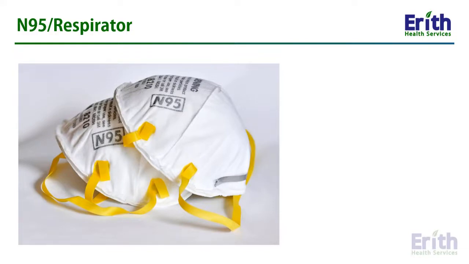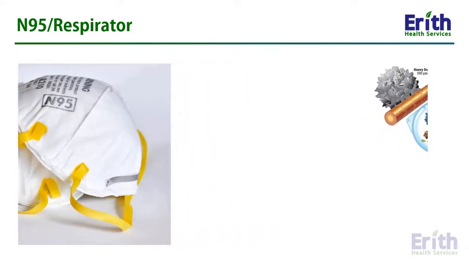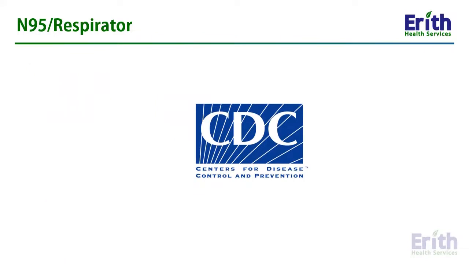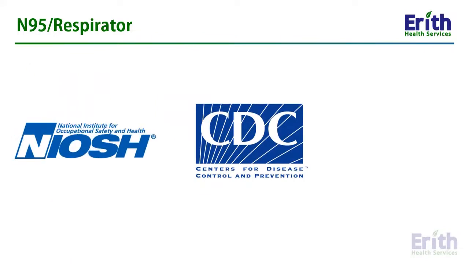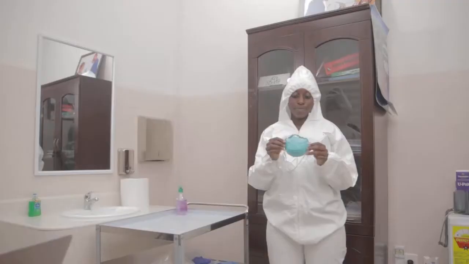N95 or the respirator. N95 respirators and surgical masks are examples of personal protective equipment that are used to protect the wearer from airborne particles and from liquid contaminating the face. The Centers for Disease Control and Prevention, National Institute for Occupational Safety and Health, and the Occupational Safety and Health Administration also regulate N95 respirators.